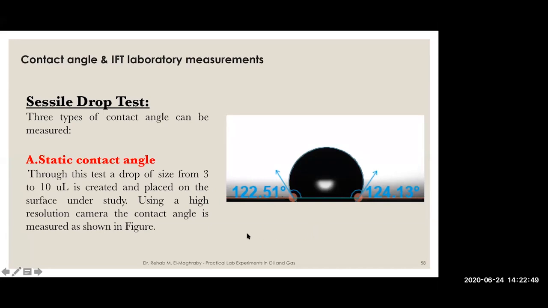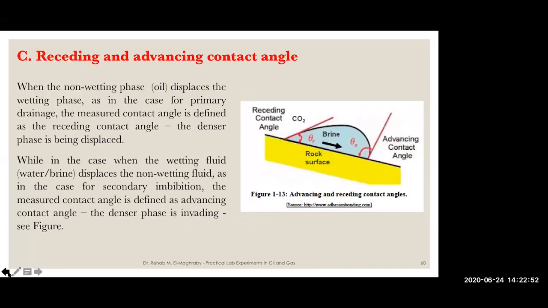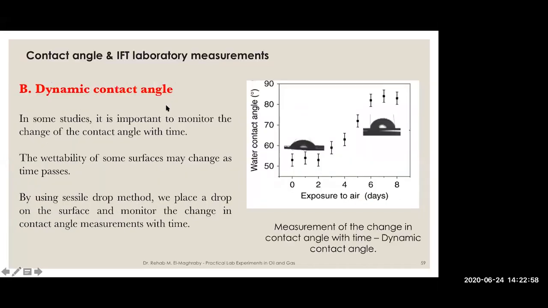This is called the static contact angle. Sometimes it is falsely called the dynamic contact angle. You have to differentiate between the dynamic contact angle, which is the change of the contact angle with time, and the receding and advancing contact angle, which is the contact angle hysteresis. Using the same device, you can monitor the change of the contact angle with time. Sometimes if you plot the contact angle against the time of exposure to air, you will find it is stabilizing and then increasing. So this is one of the measurements that you can do.